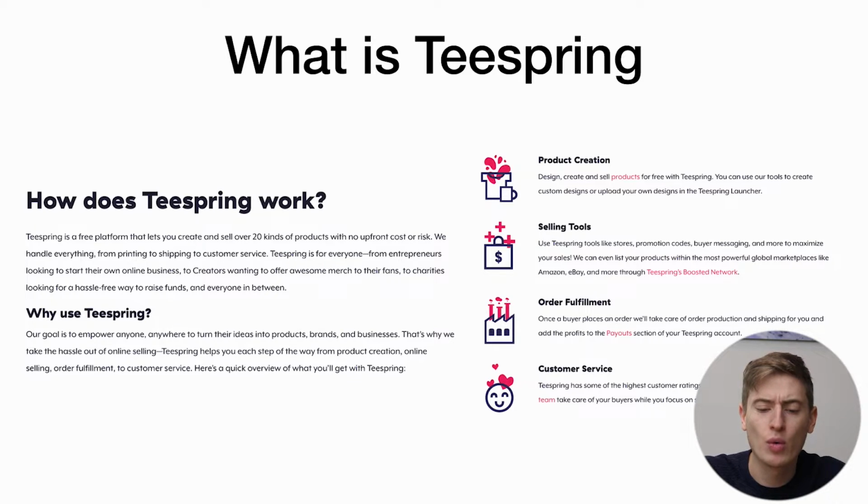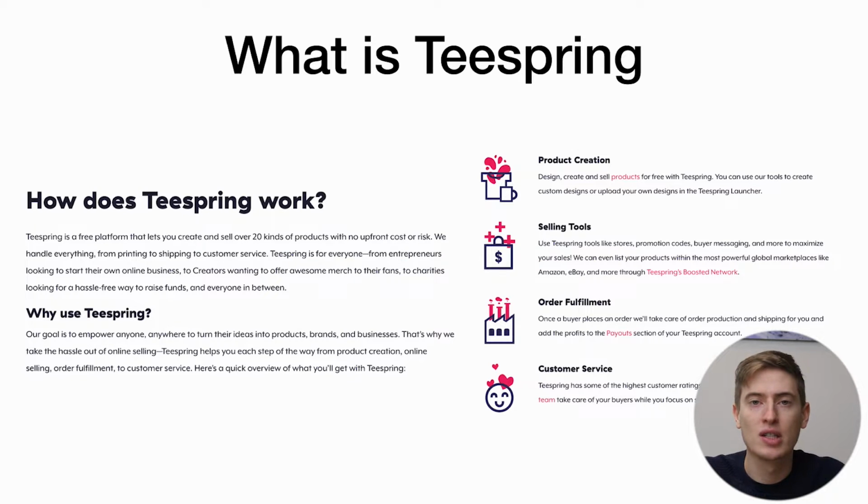And then order fulfillment. Once a buyer places an order, they'll take care of the production and the shipping. There is no upfront cost to Teespring. You launch a design on Teespring's website. When someone buys that product and you get a sale, let's say you sold a t-shirt for $20, but the base cost of that t-shirt is $10. Teespring will just take $10 off that $20 sale. So you don't actually have to pay any money up front. The only money you're paying up front is your advertising cost.